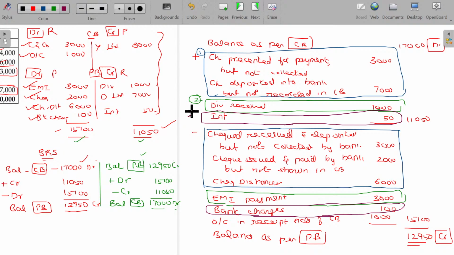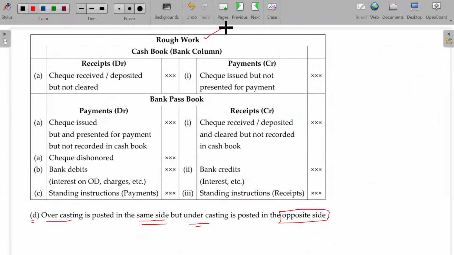The third reason for the disagreement, the last reason, is errors. The errors may be due to undercasting or overcasting, or sometimes something may be totally forgotten to be posted, or posted twice on the same side, or posted on the other side. So these can be grouped into undercasting and overcasting in rough work.